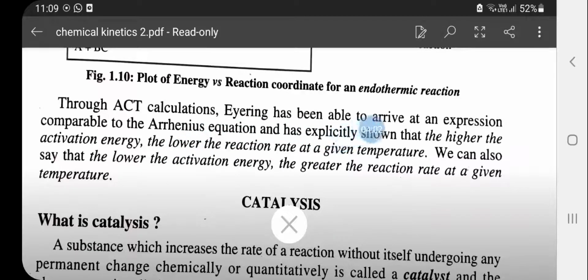So here, an expression comparable to the Arrhenius equation is explicitly shown: the higher the activation energy, the lower the reaction rate at a given temperature. Or we can say the lower the activation energy, the greater the reaction rate at a given temperature.